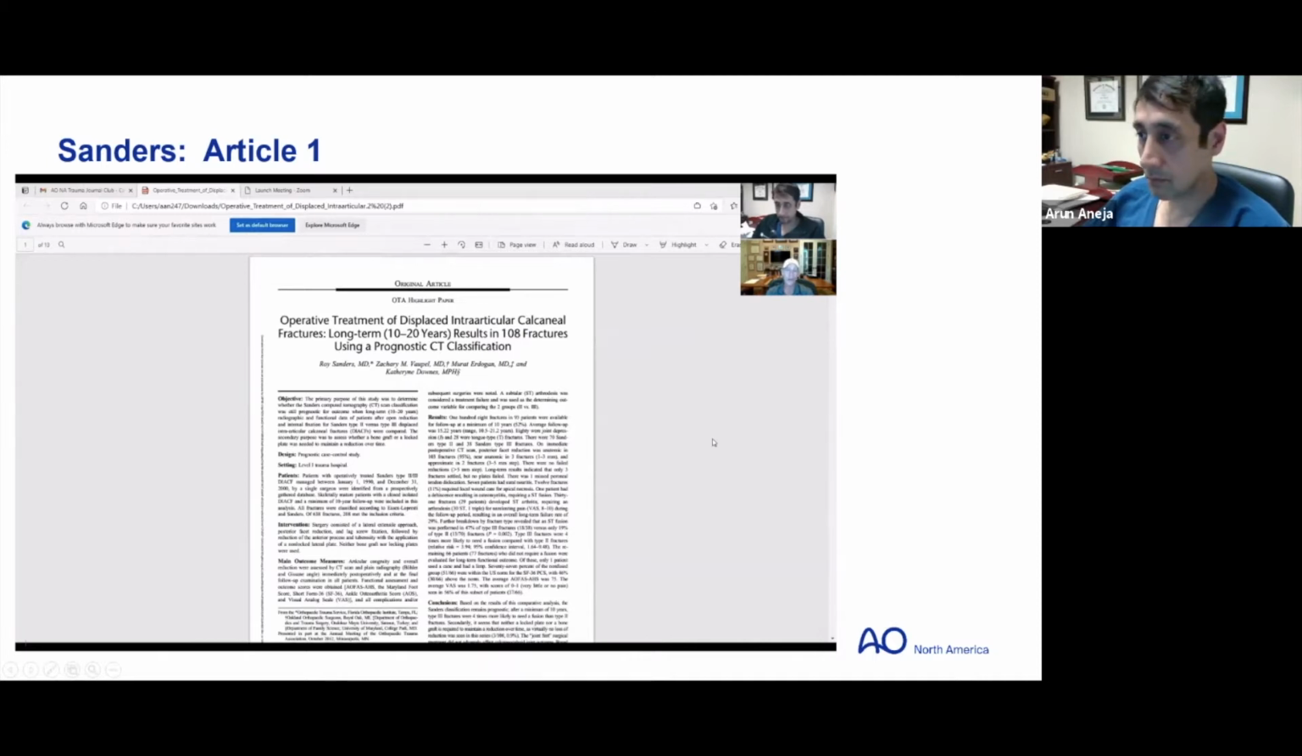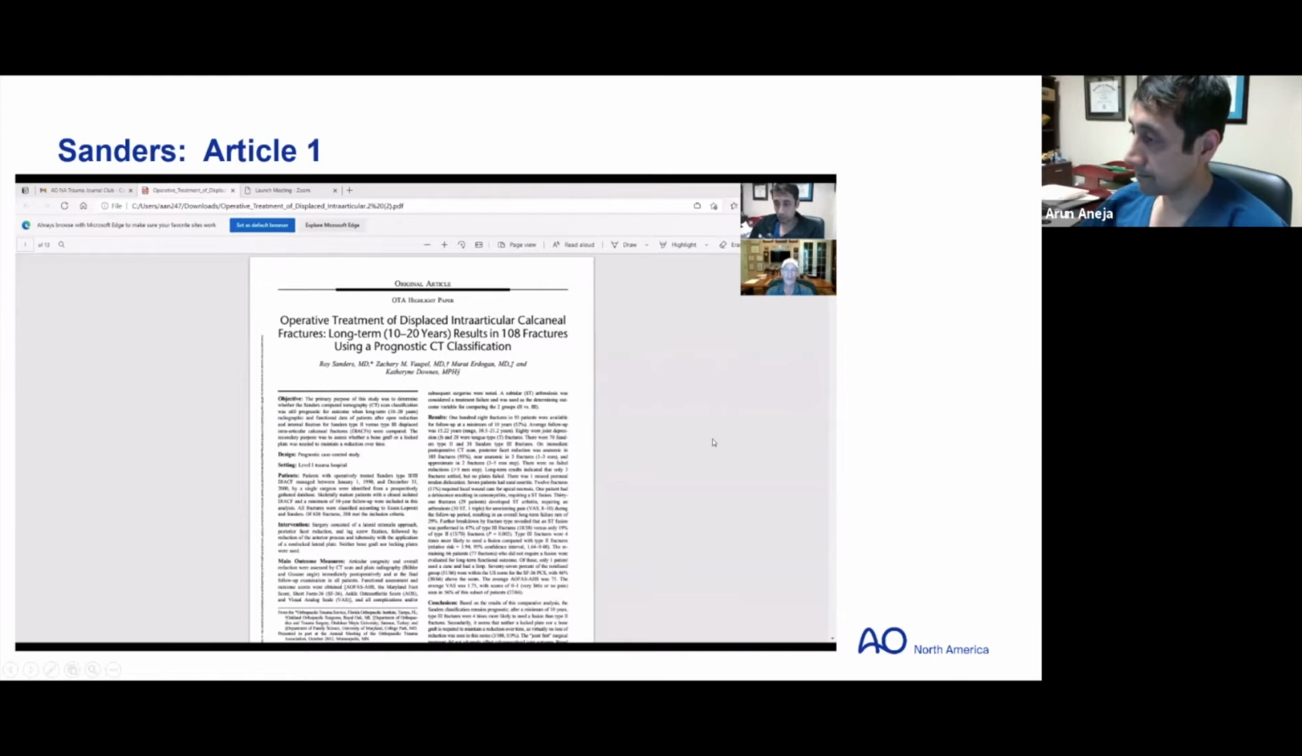Back then, all the level 1 trauma centers were getting referrals from everywhere, and I was doing about 70 calcaneal fractures a year. Given that, I started to evaluate them, and we came up with this classification system a long time ago. We popularized a lot of different things, and now, with a mature practice, I wanted to follow up and see how those patients actually did.